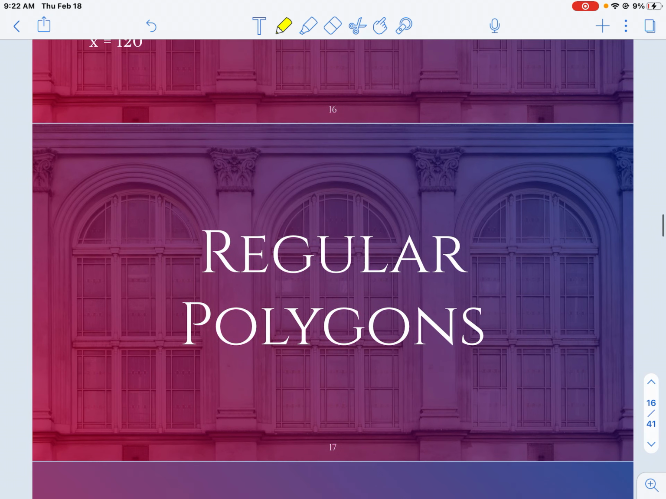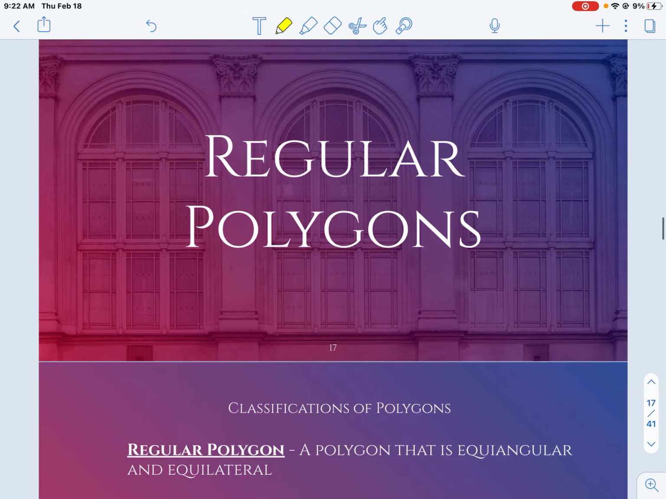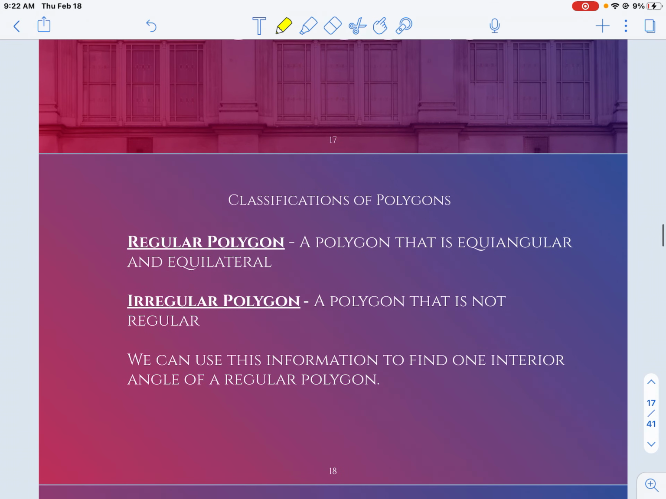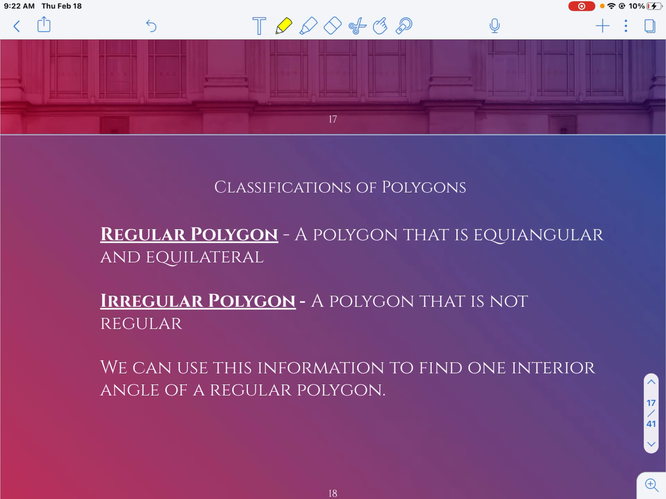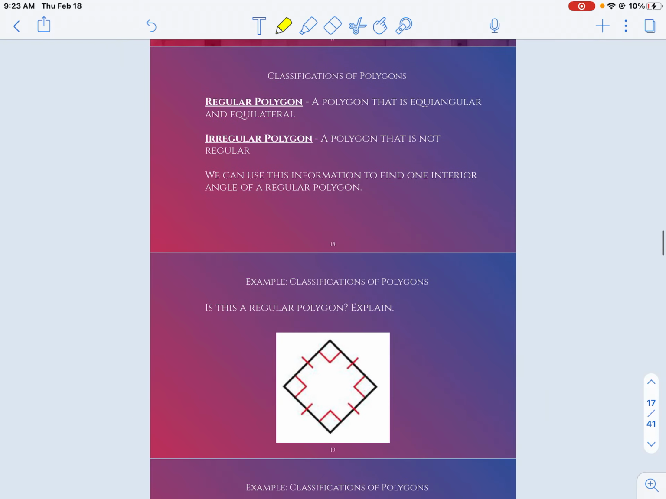All right. Next thing we want to look at is regular polygons. A regular polygon is a polygon that is equiangular and equilateral, and an irregular polygon is not regular. Basically, regular polygons have all sides congruent to each other and all angles congruent to each other, but an irregular polygon does not.